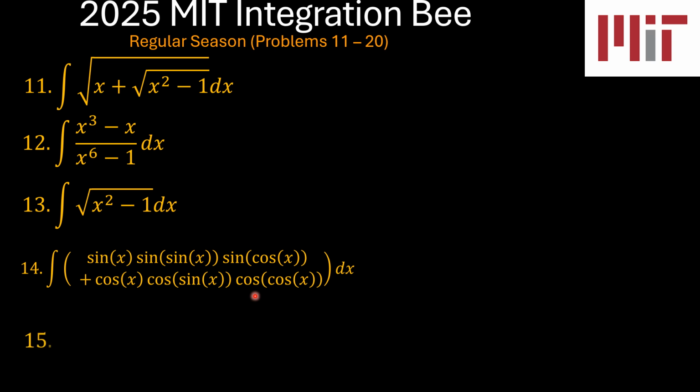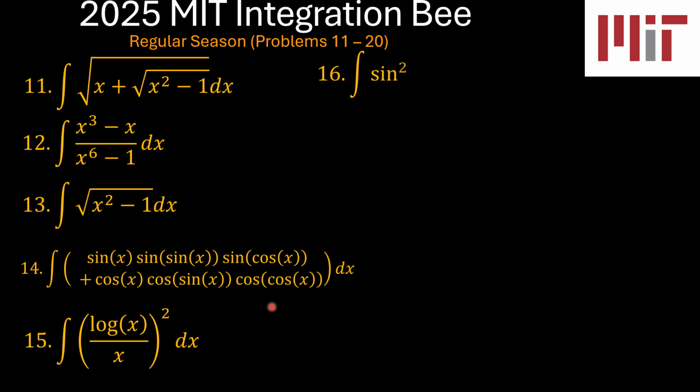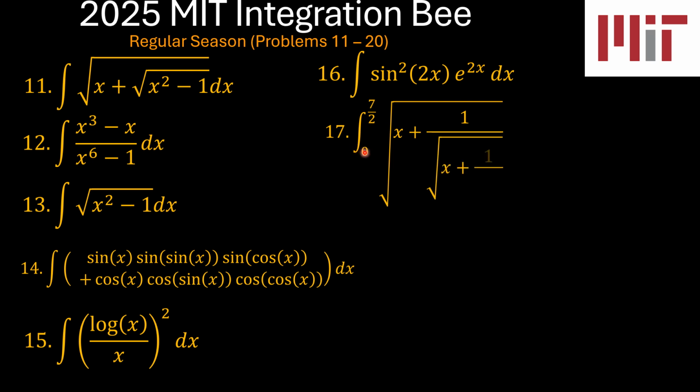Problem 15 happened to be an indefinite integral of the square of the natural logarithm of x over x. Problem 16 was also an indefinite integral of the square of sine 2x times e to the power 2x. Problem 17 was the definite integral from x equals 0 to x equals 7 over 2 of the square root of x plus 1 over the square root of x plus, continuing, so nested square roots all the way.